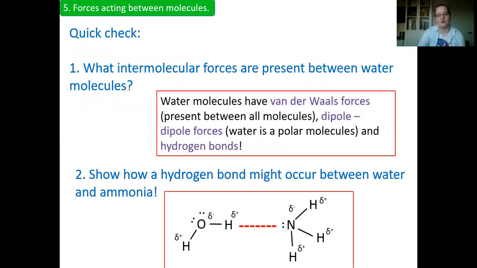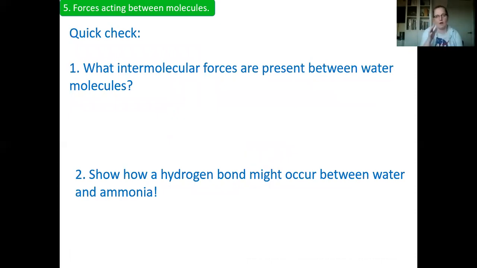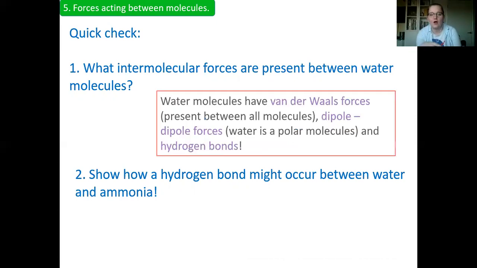So here are a quick few questions that you can pause and have a go at yourself, but I'll go through the answers now. What intermolecular forces are present between water molecules? Well, they have van der Waals forces, because van der Waals forces are present between all molecules. They have dipole-dipole forces, because water is a polar molecule, and it has hydrogen bonds.